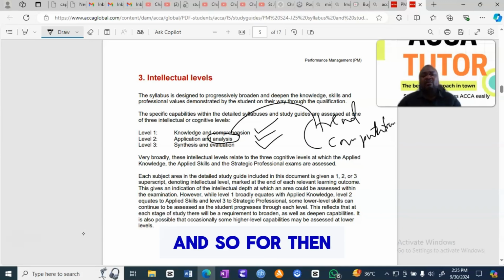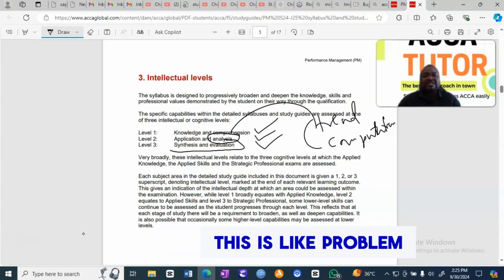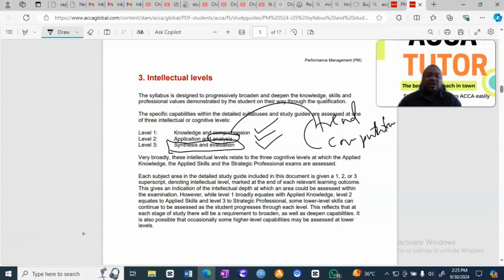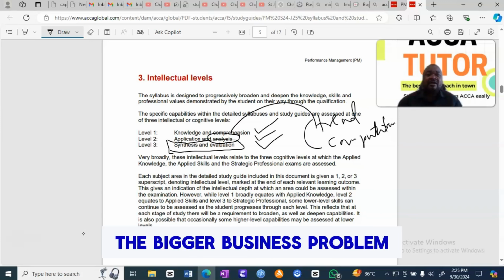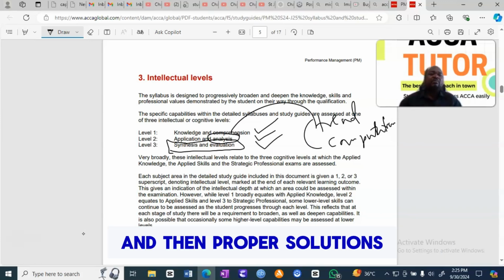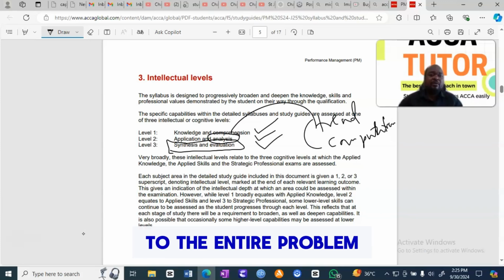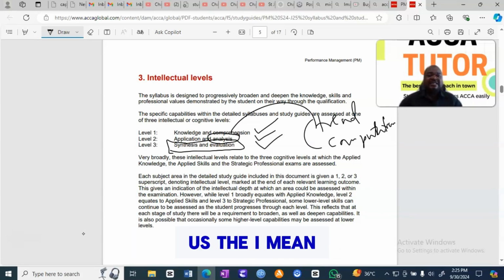Then when it comes to synthesis and evaluation, this is like problem solving. You need to be a problem solver. You need to understand the bigger picture, the bigger business problem, and then proffer solutions to the entire problem. Not just to give us to work around and come up with a figure. Tell us what the figure means in the entire business context. All right, you need to go deeper to show some level of maturity. So all these levels are going to be tested.